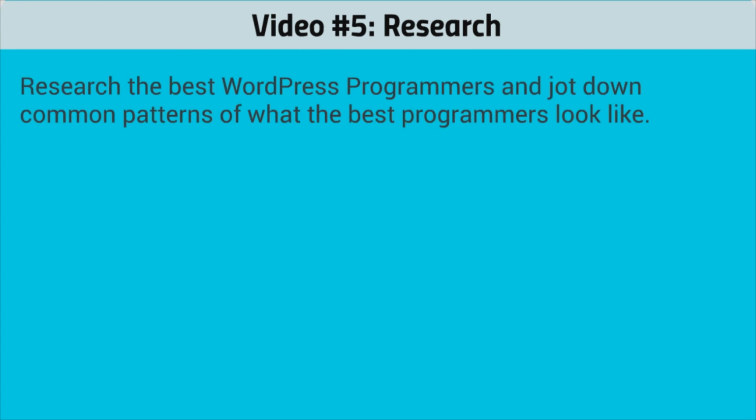Welcome back. This is video number 5, and we are going to do some research in terms of finding the best WordPress programmers. And what I want you to do while we're doing this is jot down common patterns of what the best programmers look like. If you notice certain things between, let's say, 10 different programmers, that certain people have certain feedback, certain plugins, certain things that just stand out as repetitive patterns, write those down. That's basically what you're going to be doing, and you're going to take that information and create your job post so that you attract the right person.